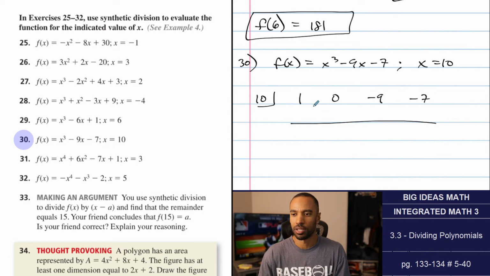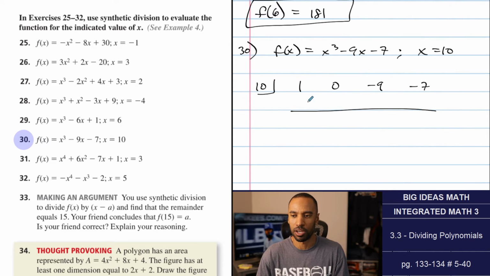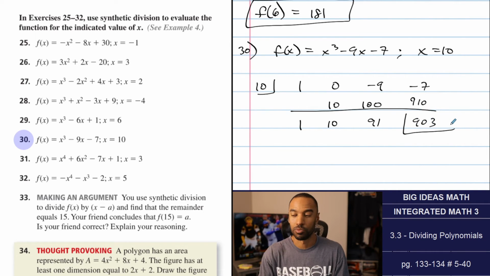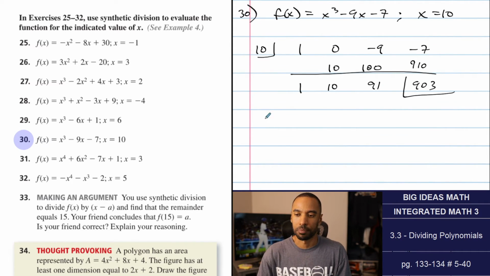Here we go. Let's take a look. A lot of multiplying by 10s is going to get these numbers bigger for sure. So, times 10, add, times 10, add, times 10, add. 903. Is that what I said? I don't know. You can rewind. 903. So, f of 10 equals 903.